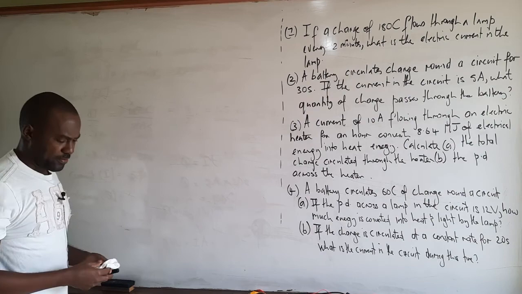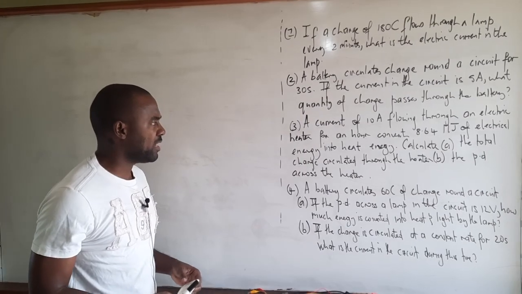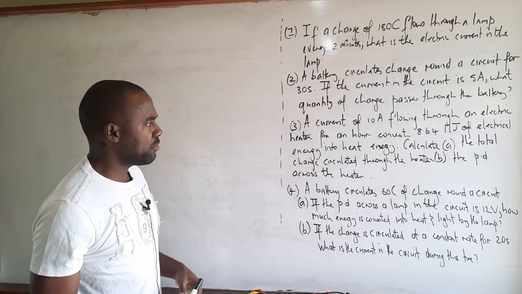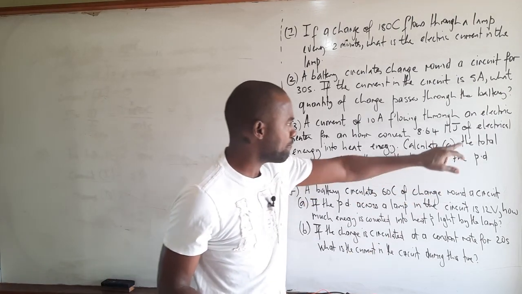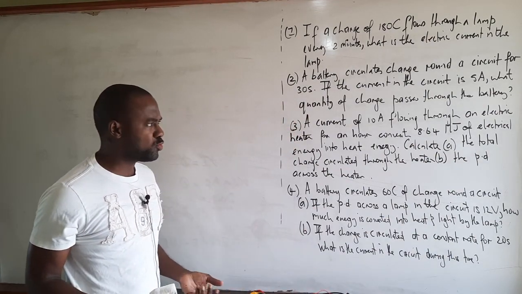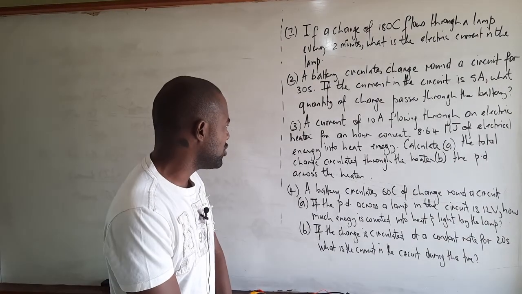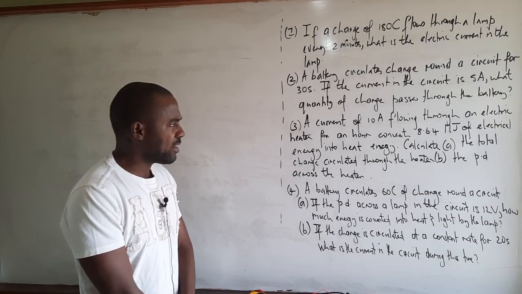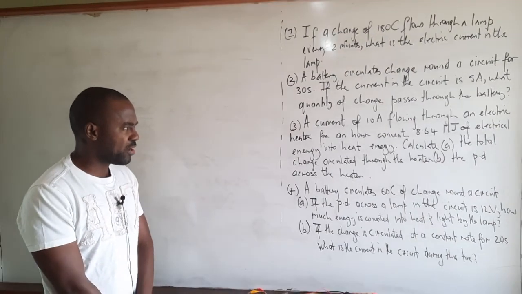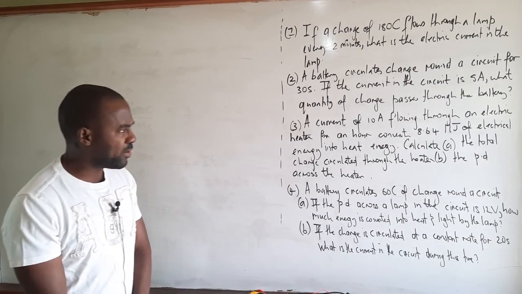All right, question 3. Question 3 says a current of 10 amperes flowing through an electric heater for an hour converts 8.64 megajoules of electrical energy into heat energy. The prefix M here stands for mega, a million joules. Calculate A, the total charge circulated through the heater, and B, the PD across the heater.